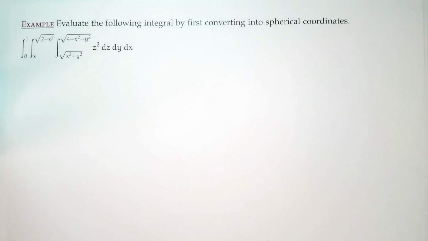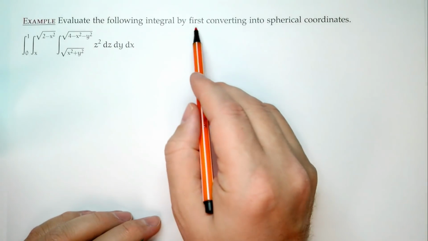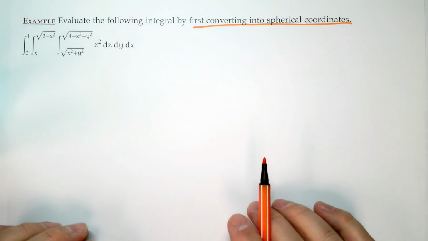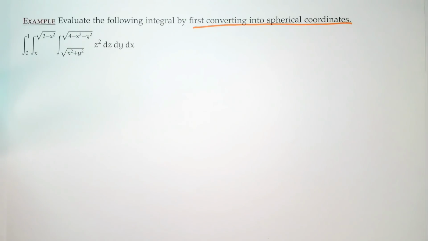Evaluate the following integral by first converting into spherical coordinates. Okay, now there's a big clue that we should convert into spherical coordinates because they told us to. So that's probably a good thing to go off of. But, you know, just because they told us to doesn't mean we have to. So let's see if we can figure this out. All right, so let's look at our shape. We're going to try to understand what our shape is. So it's going to take us some time here to ponder.